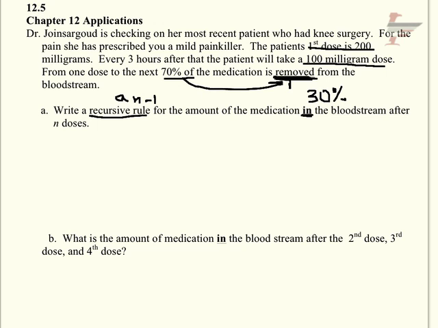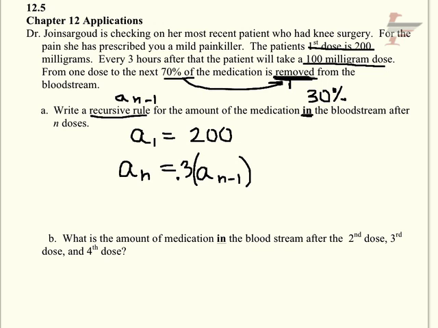So my recursive rule, I'd have to know how much I initially had, so that's my a sub 1, my first dose, which was 200. And then every dose, a sub n equals my previous dose, so I'm going to say a sub n minus 1, but 30% of my previous dose will be left in my bloodstream. So I'm going to multiply that times 0.3. And then I'm also going to take another 100 milligram dose on top of that.